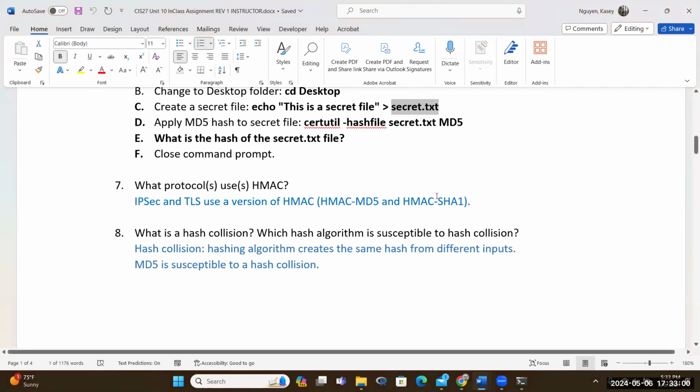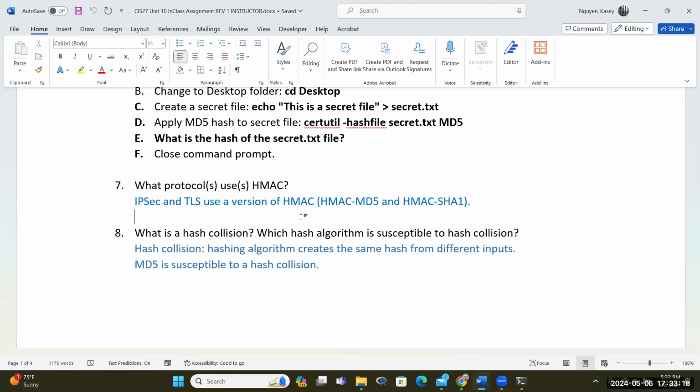Earlier we talked a little bit about HMAC. The protocols used with this are IP security, which is used for remote access, for your remote access server, your RRAS. And then TLS, which you often see with HTTPS, the secure website that you log into. So for authentication for web applications, you often see that we can implement HMAC.